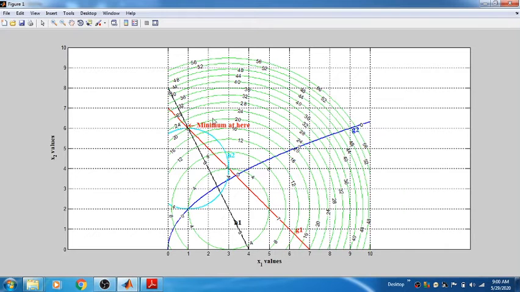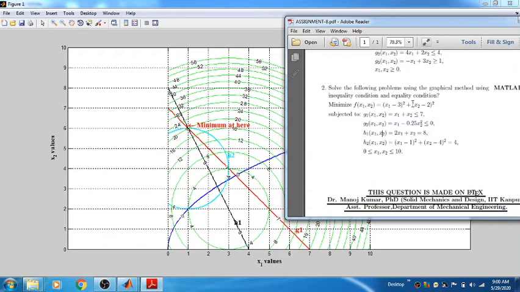If you see the green line, it is 20, right? It is 20. So that means, and if you see this curve, the center is 3 and 2. It is a circular contour curve. This is the first, if I say this is the second curve, third curve, and so on. But what will be the best solution from the graphical method?